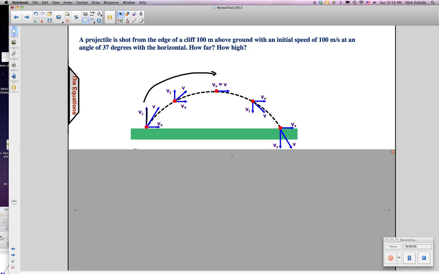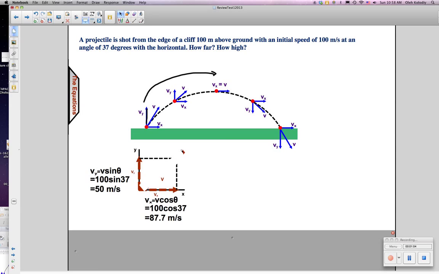In order to answer that question, let's first calculate how long it takes to get to the highest point. Before we can do that, we need to calculate the initial components of the velocity. So this velocity of 100 meters per second at an angle of 37 degrees means the upward velocity, Vy, is 50 meters per second, and Vx is 87.7 meters per second.